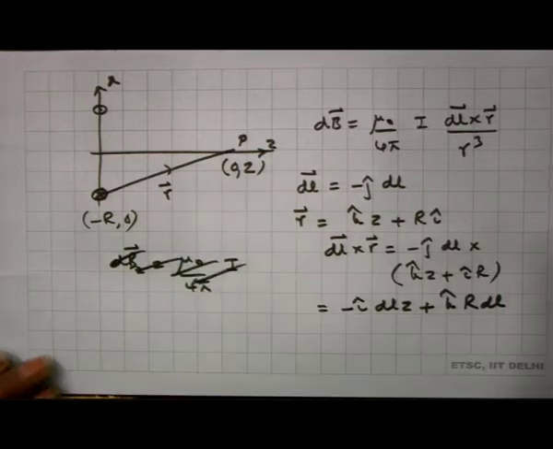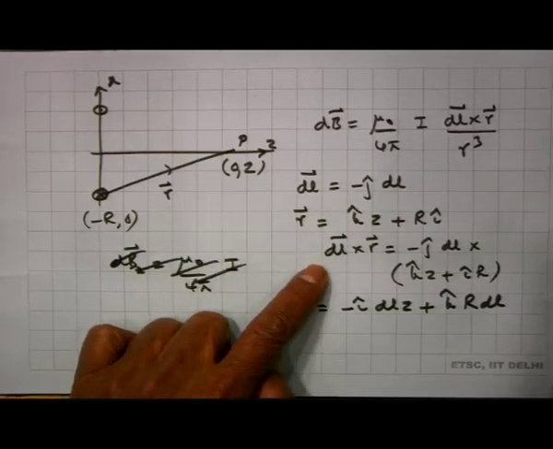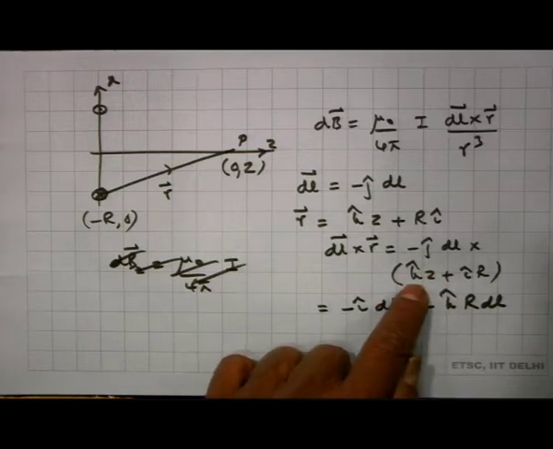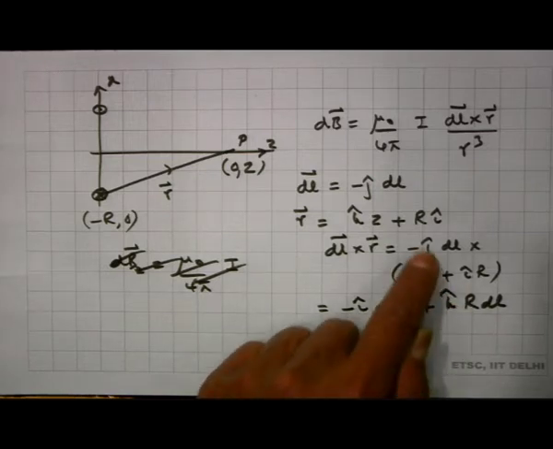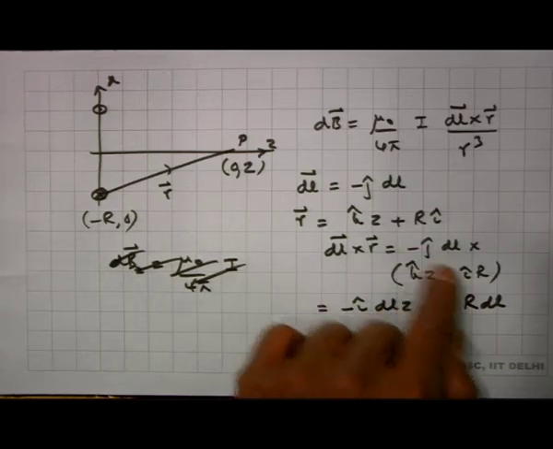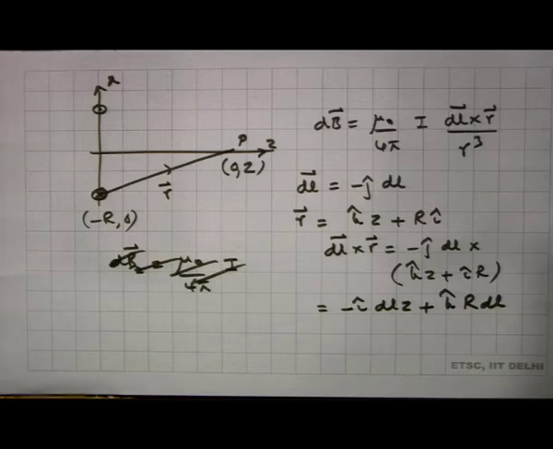So, let me rub this off. So, I have dl cross r vector minus j dl cross j z plus I r, j cap cross k cap is plus I cap. So, with the minus sign here, and j cap cross I cap is minus k cap. So, that becomes plus. So, that is dB.